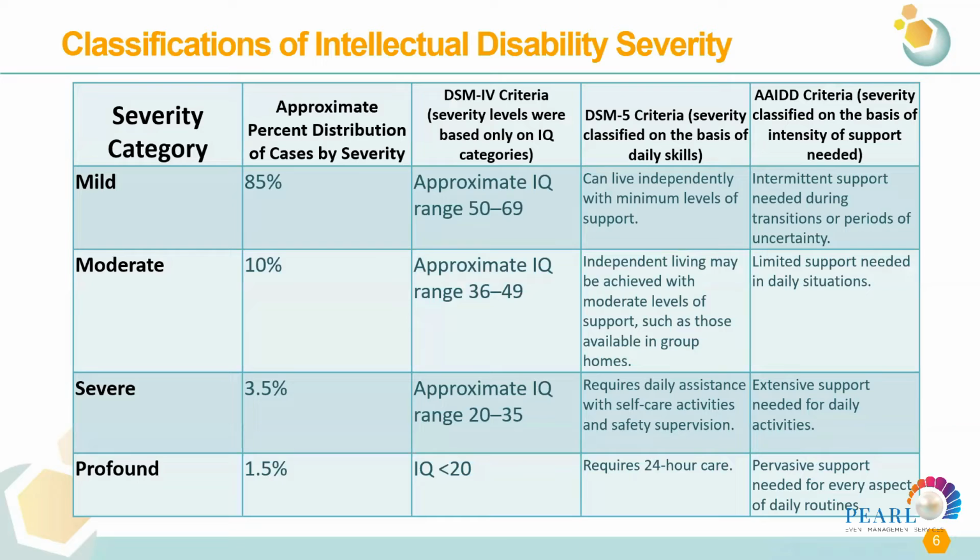So the classification of intellectual disability, I think all of you are well aware of this. So this is according to the IQ, in addition to the degree of the support that is required for that individual. 85% of intellectual disability is actually the mild, which is defined by an IQ of between 50 to 69. These individuals usually can live independently with minimum level of support, and they require support during transitions or periods of uncertainty. While moderate intellectual disability comprises only 10%, the IQ ranges from 36 to 49, and they require more support with independent living. And so on and so forth with the severe and profound severities of intellectual disability.